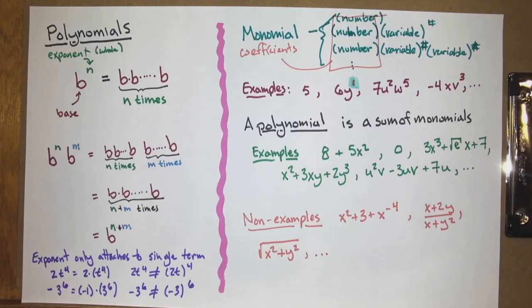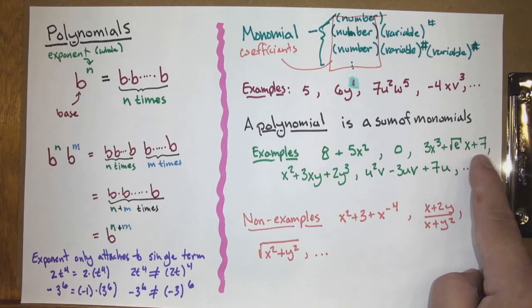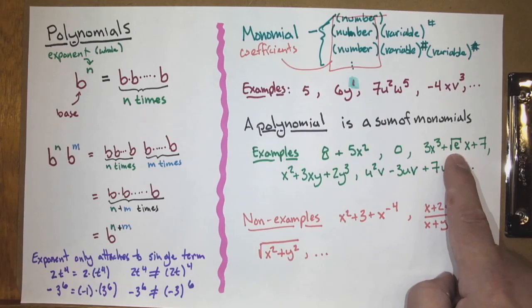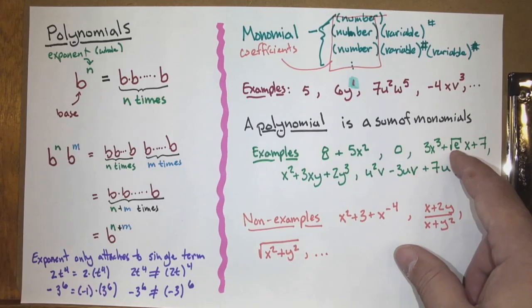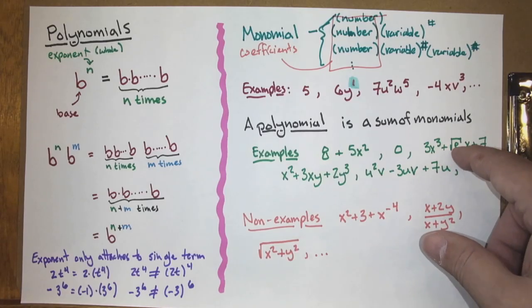All right, so finally, once we have a monomial, we can do a polynomial, and the idea is add a bunch of these terms together. And that's it. So we can have all sorts of things. 8 plus 5x squared, that's a polynomial. 0, perfectly fine. 3x cubed plus the square root of e times x plus 7. You might say, whoa, what about the square root of e? Well, what is square root of e? It's a number. It's a weird looking number, and maybe we're not comfortable with it yet, but it's a number.